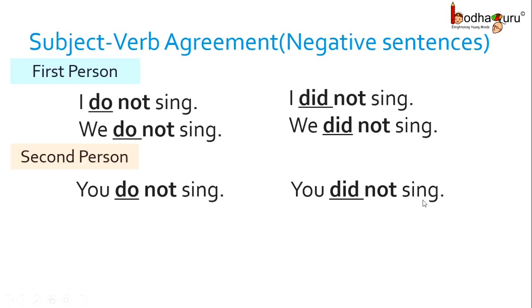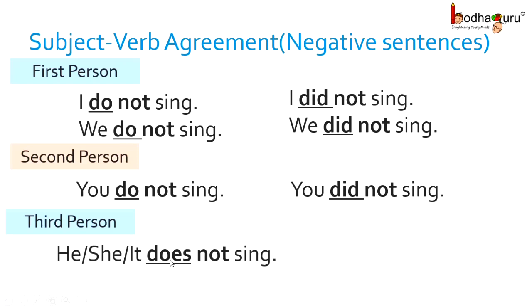You did not sing. As you can see, we use do with you for present tense and we use did with you for past tense and we constructed the negative sentences. Third person. He does not sing. She does not sing. It does not sing. So we use does with singular third person in present tense.